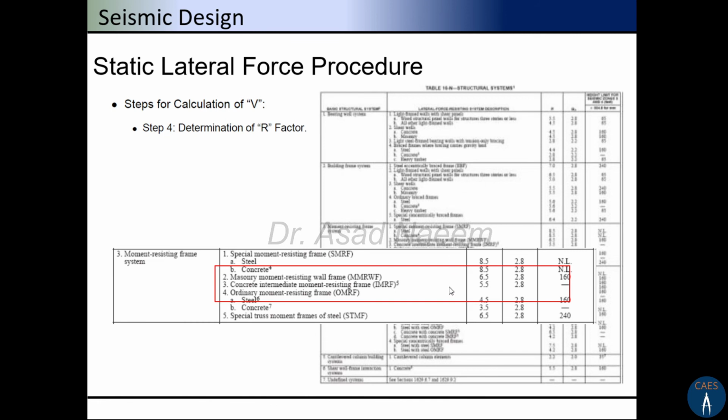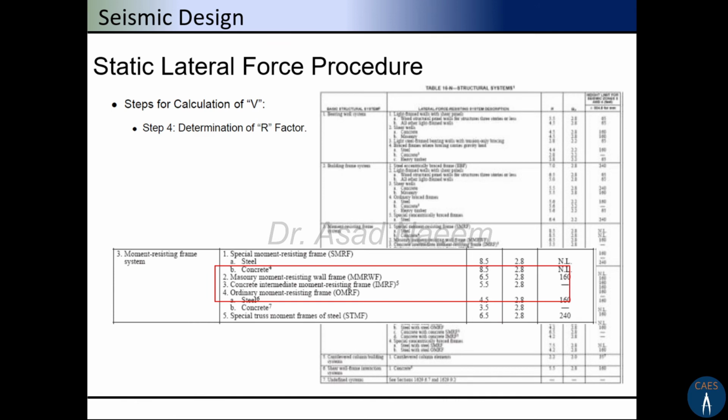The response modification factor is basically how we reduce the value of elastic forces to a certain level of design forces, and then we design the elements at that level, and we allow certain elements to get yielded and go into the ductility region of the structure. As we can see, the special moment resisting frame has a very high response modification factor, 8.5. This means that we are reducing the elastic forces by a factor of 8.5.